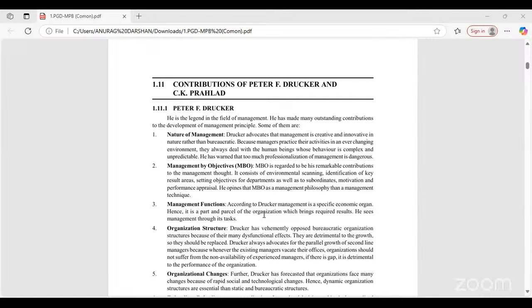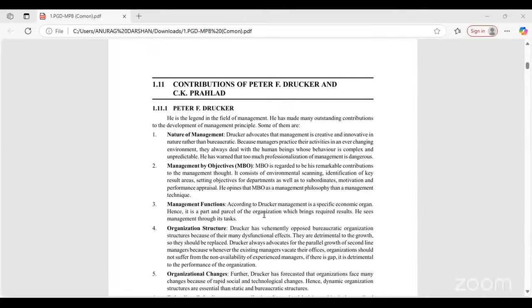It can be scanning of the environment, identification of the key result areas, or setting of the objectives. So you first scan the environment, set the objectives, apply them, and see the results. If deviations are there, you go back to your objectives, remodify them, and retest again.